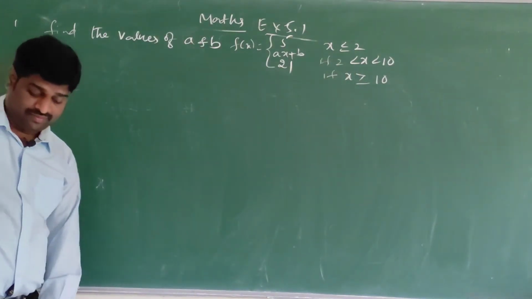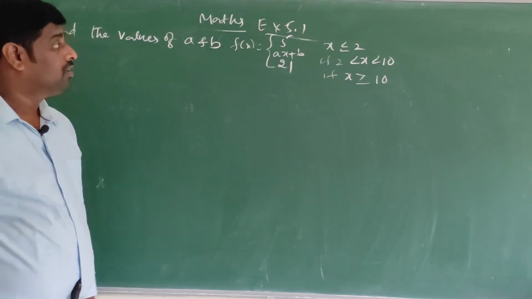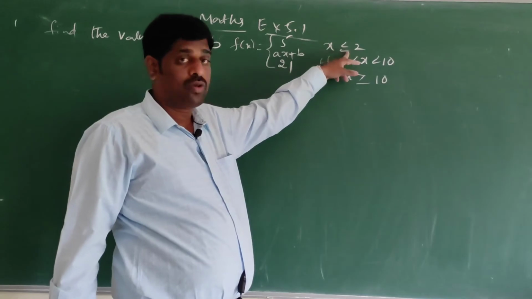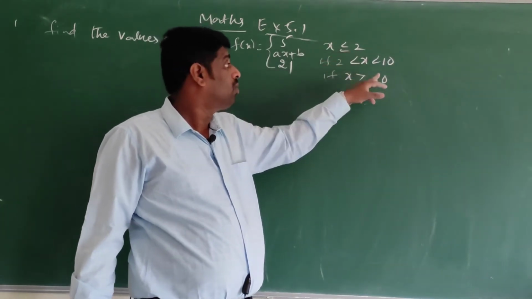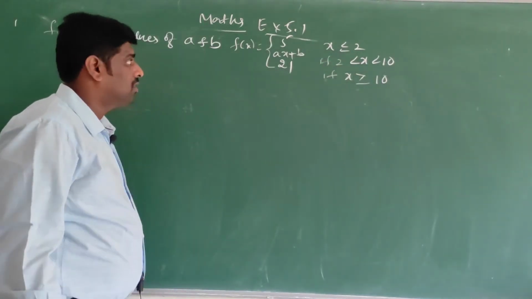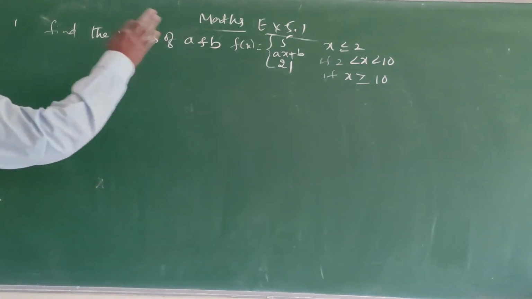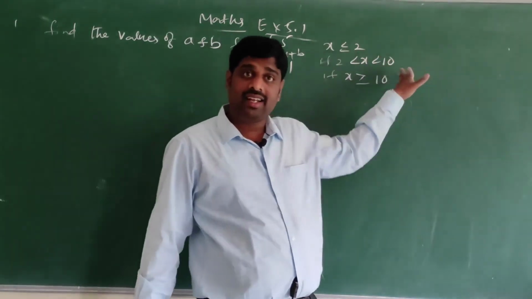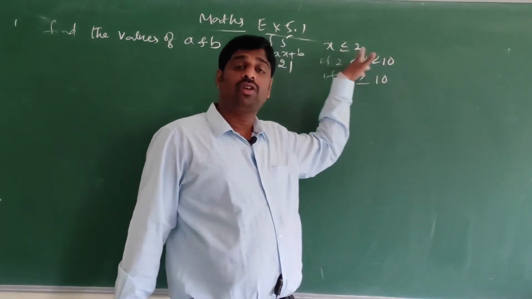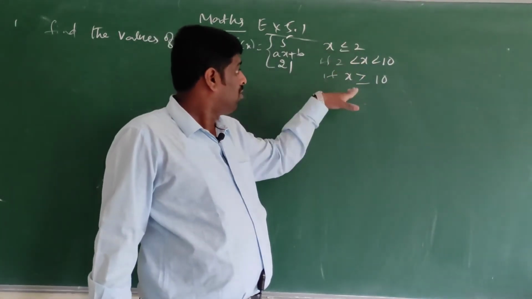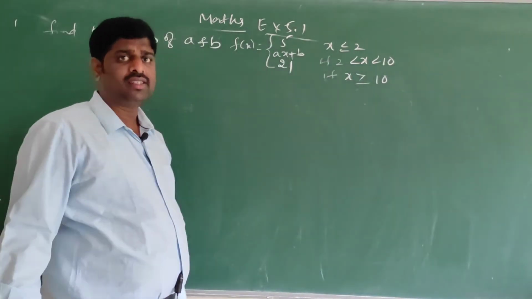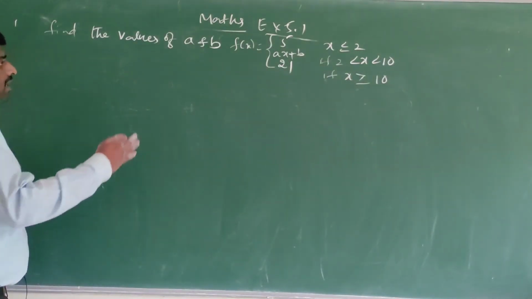Dear children, here two limits are there: x is equal to 2 and x is equal to 10. They will give in the question that f is a continuous function. Here two limits are there, and for all these values it is a continuous function. I will write one by one now.